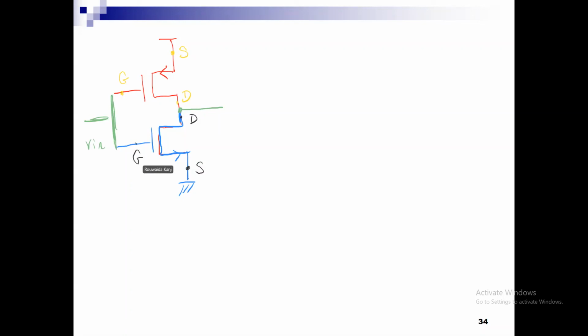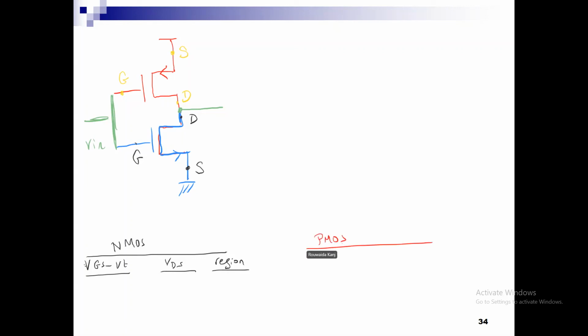We are going to build a table for the NMOS, and we are going to build another table for the PMOS. For the NMOS, we are going to find what VGS minus VT is, what VDS is, and find the region. In a similar fashion, for the PMOS, we are going to solve for the quantities VSG minus the magnitude of VTP and VSD, because we take them as absolute values, they stay positive, and we are also going to look for the region of operation.